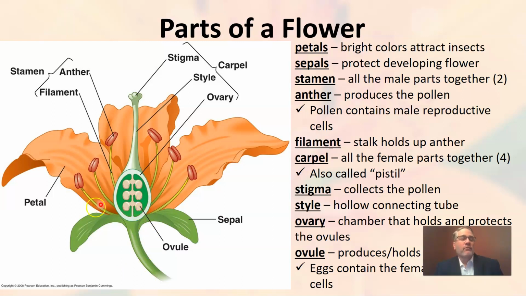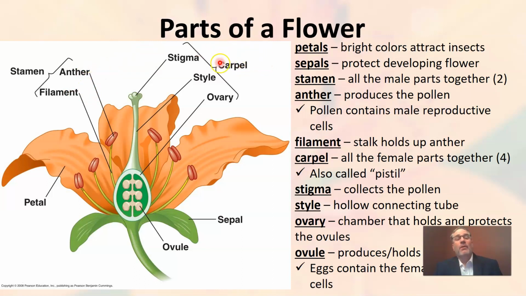And so, very quickly again, our petals are about attracting pollinators. Stamen is all the male parts. Anther produces pollen. The filament holds the anther up, keeps it from the bottom of the flower, so that the pollen ends up on pollinators.